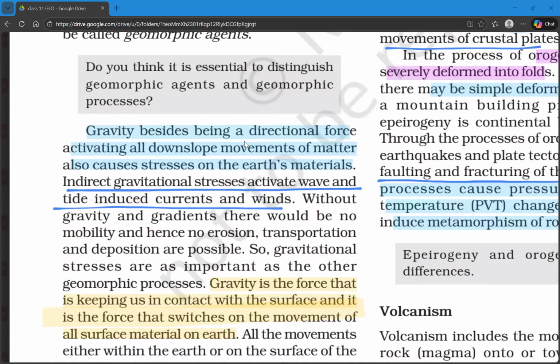Gravity, besides being a directional force activating all downslope movements of matter, also causes stress on the Earth's materials. So there are dual functions of gravity. First, it activates all downslope movements, and also it causes stress on the Earth materials. Indirect gravitational stresses activate wave and tide induced currents and winds. So how does the gravitational stress work? It is indirect, and it activates wave and tide induced currents and winds.